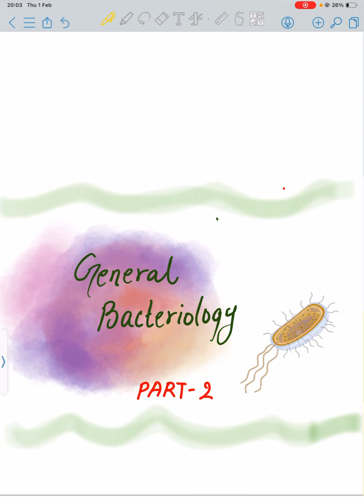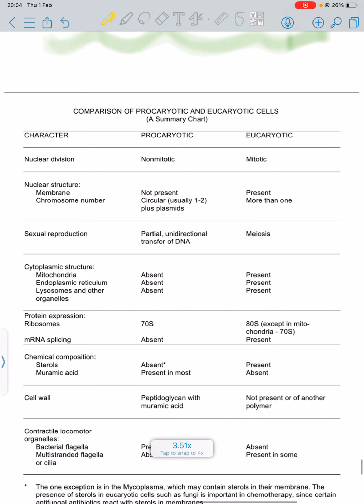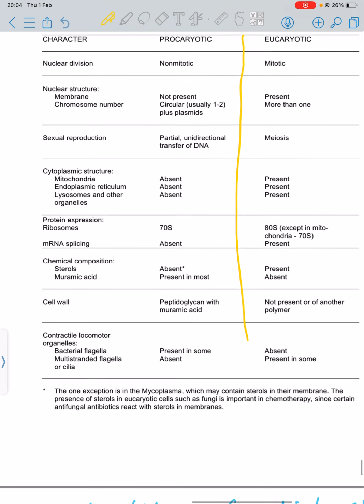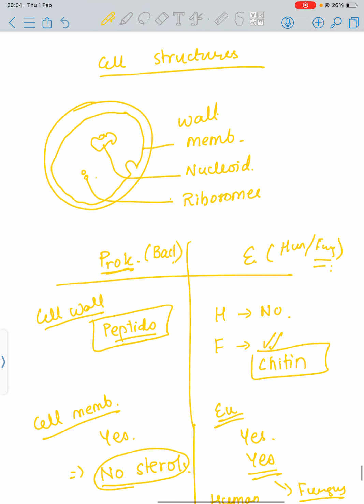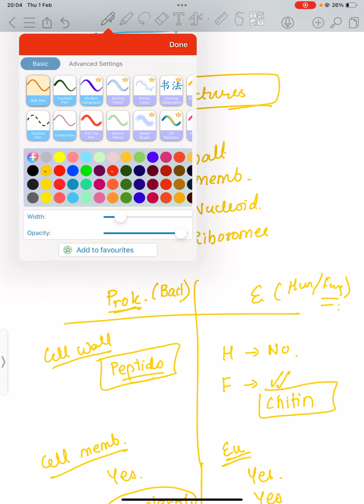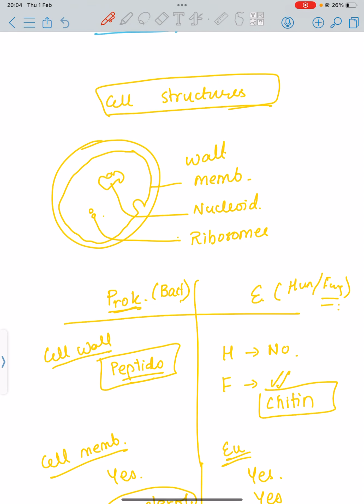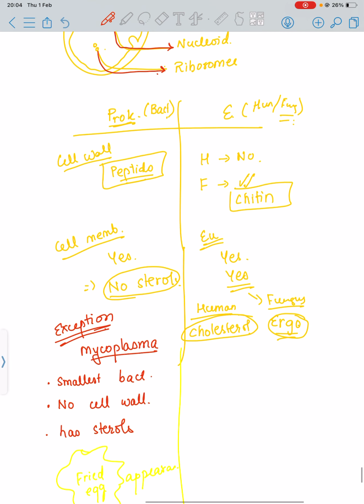Today we'll continue with the previous lecture and we'll start with our discussion about the prokaryotic and the eukaryotic cell wall and cell structures, okay? Before that, let me revise yesterday's learnings. Yesterday we learned about the cell structure, okay? In the cell structure we said that there is cell wall, there is cell membrane, there is one nucleoid and also ribosomes. All right, now we'll just discuss the differences once.